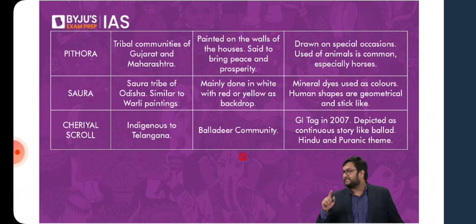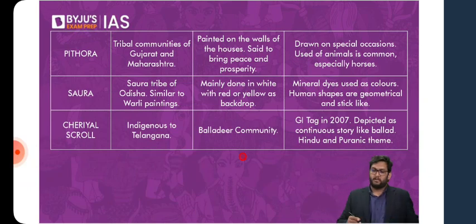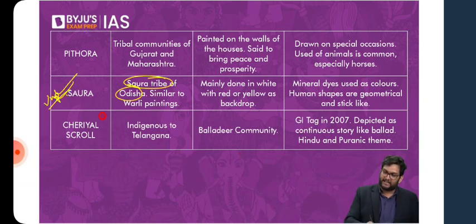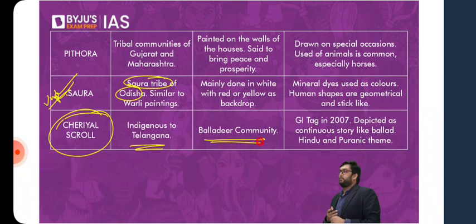Sarthak class has started to refresh. Pithora, Gujarat, Rajasthan. Saura type of Odisha, very, very important. And the Cherial scroll from Telangana of the Balagir community is important. What you can do is, you can just go through the slides again. I have, out of all the folk art, given you the most important. The last major GI tag based folk art was Cherial scroll, so you can remember it.